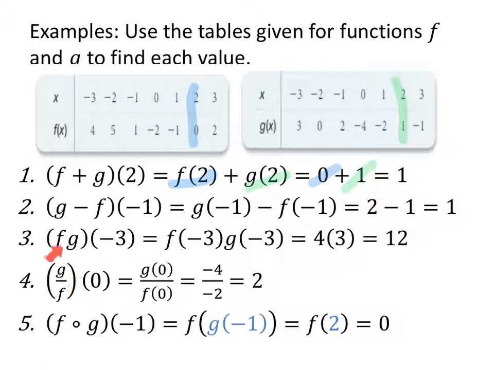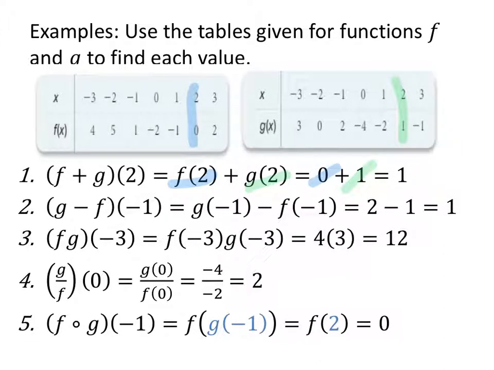Done. f times g at -3. That's f of -3 times g of -3. f of -3 in the table for f: when x is -3, my output is 4. In the table for g, when my input is -3, my output is 3. 4 times 3 is 12. g over f of 0, that's g of 0 over f of 0. g of 0 is -4. f of 0 is -2. Make sure you divide in the correct order. -4 over -2 is 2.